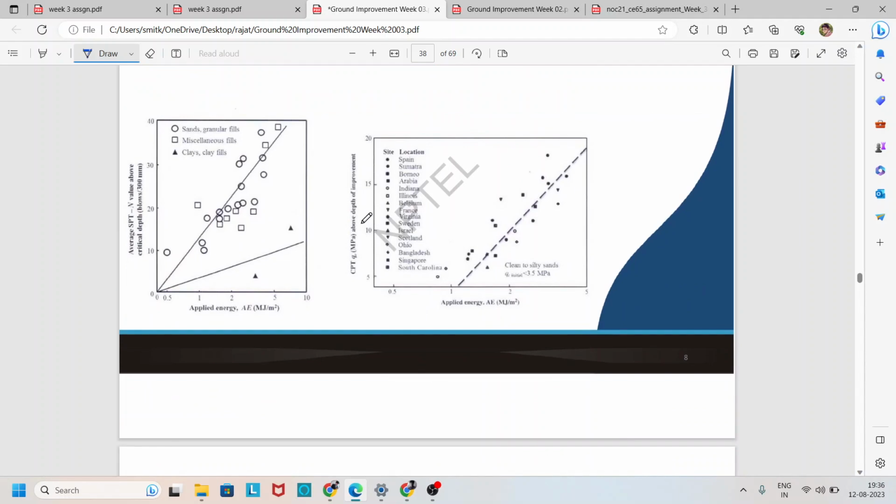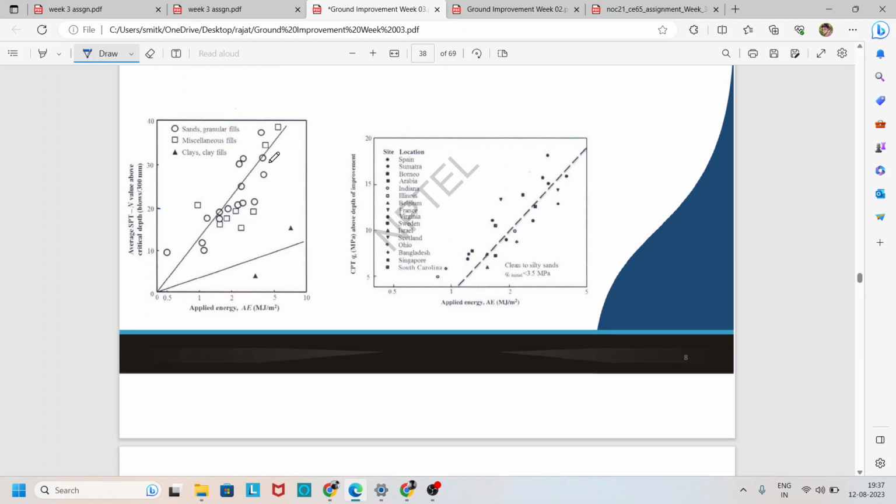And in the next slide, two graphs are given. One is given for SPT versus applied energy. Another one is given for CPT versus applied energy. By this graph we can find out how much energy is required for different SPT values. It means if we explore our ground and find out that our SPT number is 20.